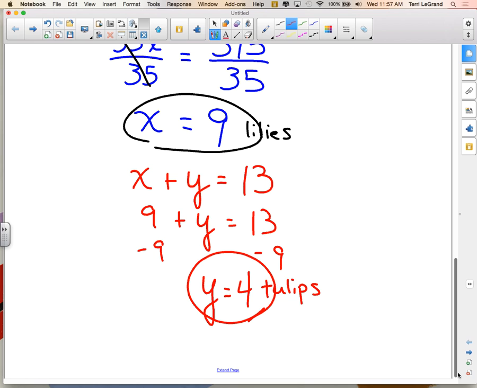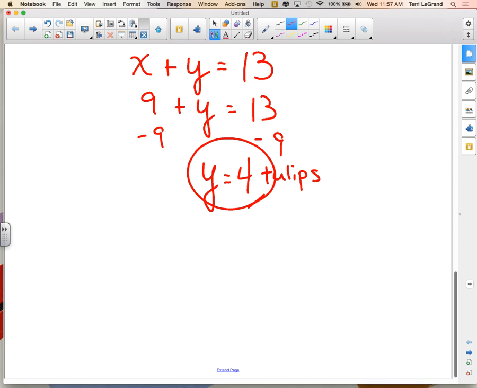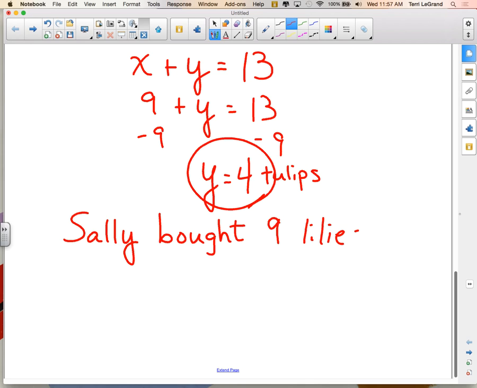Anybody get y = 4? Hope you didn't work very hard. Use this equation. You guys are so smart. Okay, then the final sentence answer will be, what's this girl's name again? Sally. That'd be a good place to start. Sally bought 9 lilies and 4 tulips.